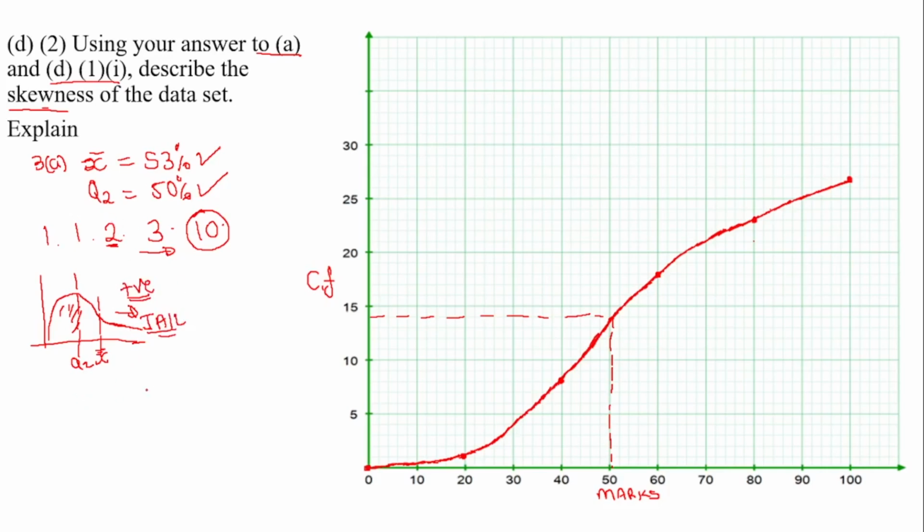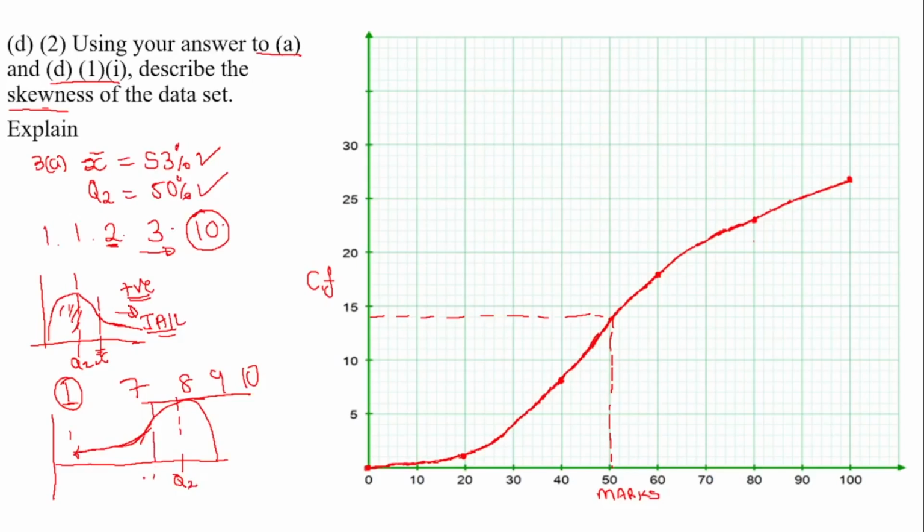Let's say we have another data set, like 1, 7, 8, 9, 10. You see that a lot of marks are nearer to 10 here, so the distribution will be mostly on this side. But now this one, which is an outlier, is very low. It will pull the mean towards itself. So in this case, the mean is going to be lower than the median. When the mean is lower than the median, the data is negatively skewed or skewed to the left. Where is the tail? The tail is on the left. So it's skewed to the left or negatively skewed. Please take note of that.